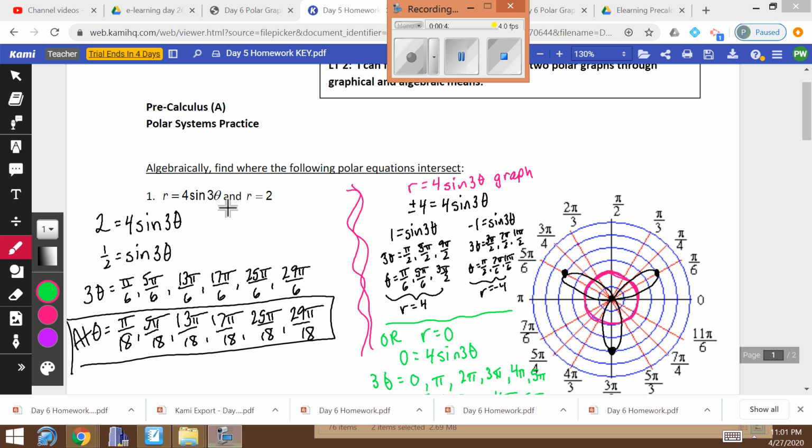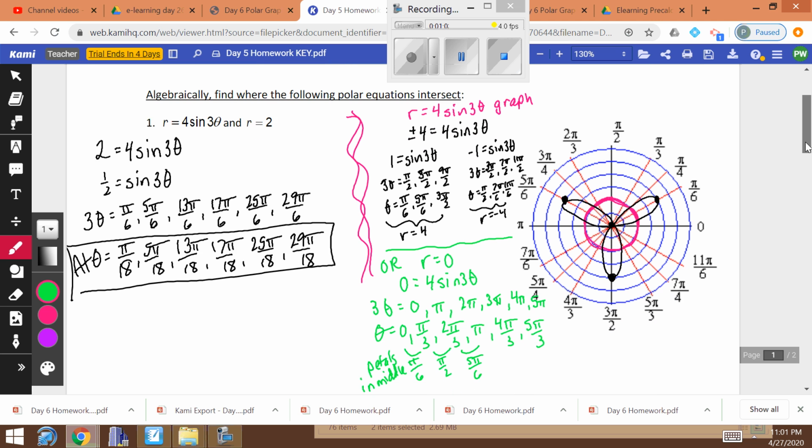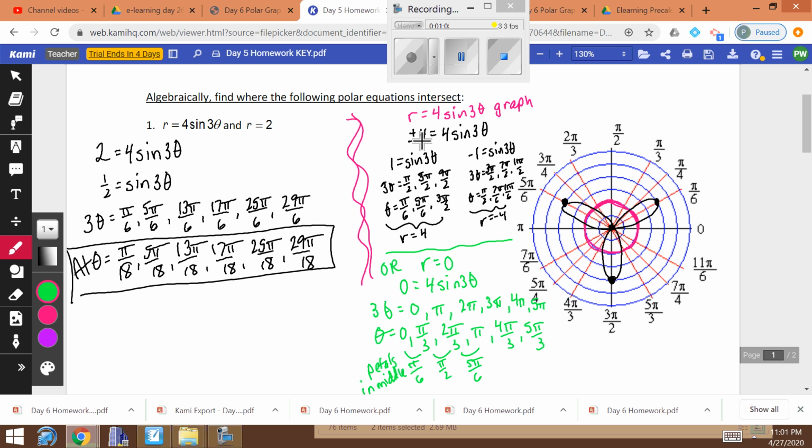Then we know that this graph right here is going to be in the shape of one of our roses. It has 3 petals. Remember, when there's an odd number in front of that theta, that means it's going to have that many petals. I actually showed 2 different ways here to graph this one. If I know that this is going to be a rose, I know my petals are going to be all 4 away from the pole.